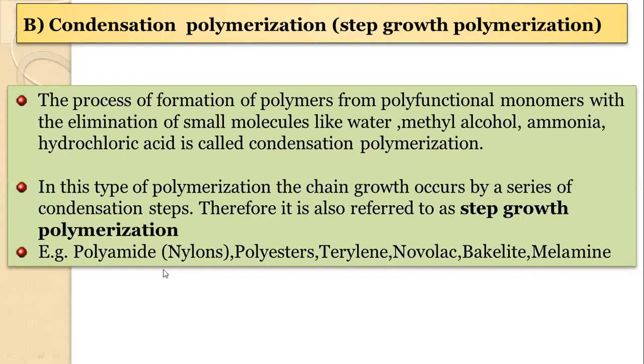For example, polyamide. See, polyamides means 100% amide functional group will be there. All the nylons are included in this. So polyamide, the word itself indicates amide functional group will be there. Then polyesters. So in case of polyesters, ester functional group 100% it will be there. Then terylene, it is also part of esters. Then novolac, bakelite, melamine, these are the different condensation polymers. I will explain one by one.